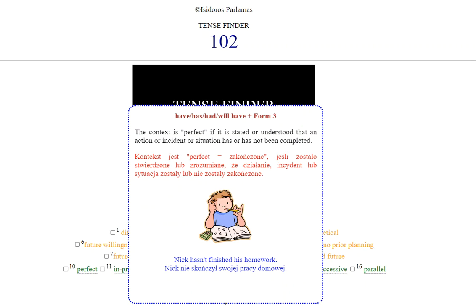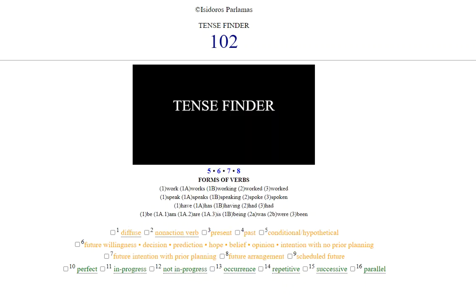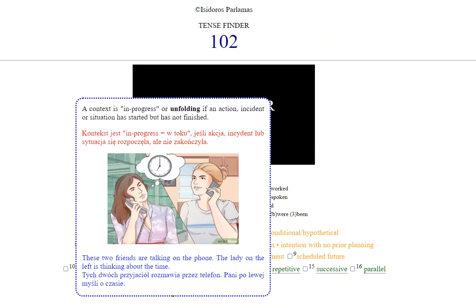This is context. This is perfect, okay? Now in progress is in progress. A context is in progress or unfolding if an action, incident, or situation has started but has not finished.